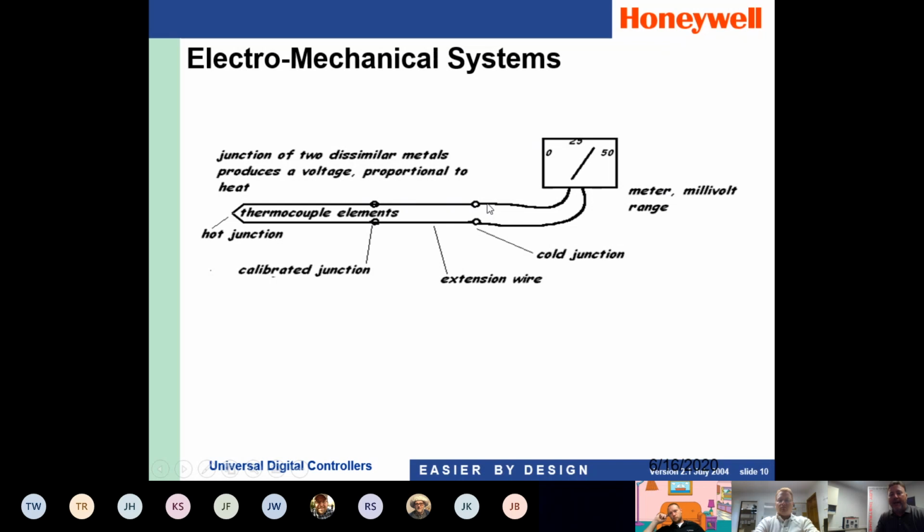But back at the controller, you'll have another connection, which is commonly known as your cold junction connection. These would be on the terminals on the back of your controller or PLC. And of course, you have your extension wire that runs in between your thermocouple and your controller.